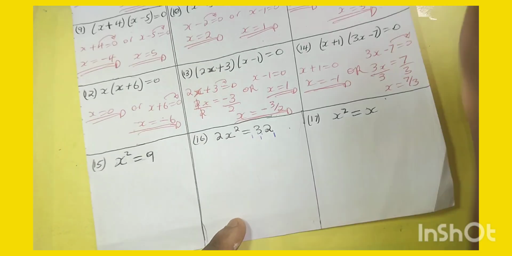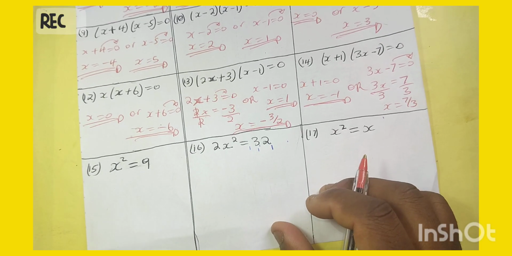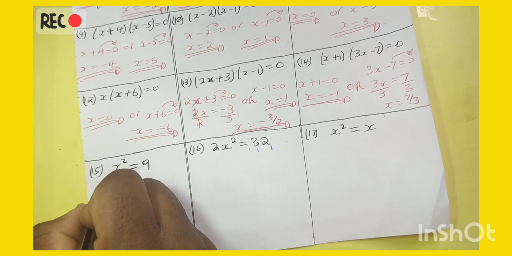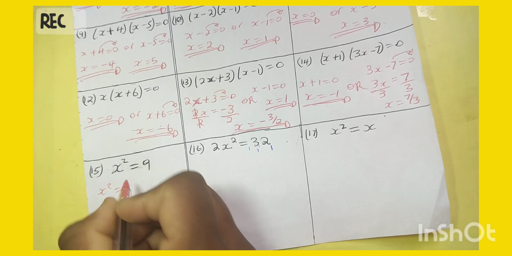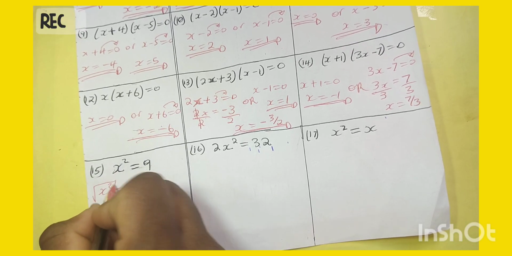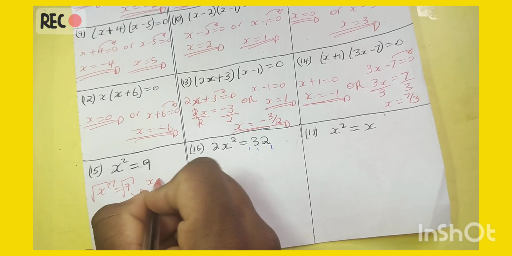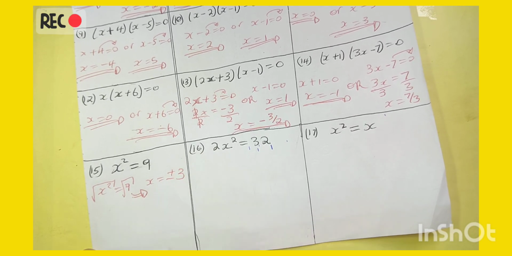Yeah. So now let me do this one as our last question. For this one, guys, what do you do? Here you can even apply the same method. The first method that I showed you, take the square root, meaning the answer that you will have is plus or minus 3.